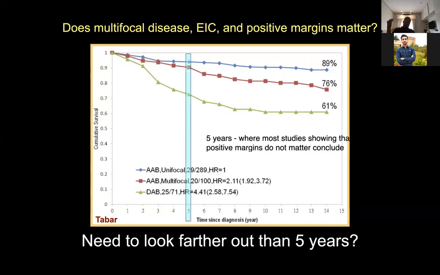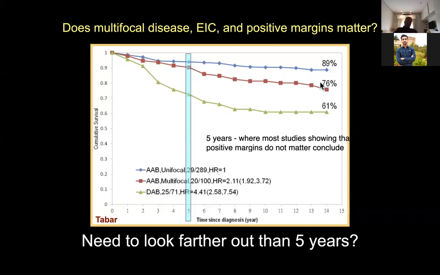Now, what you're going to see in a lot of the literature is somebody looking at 5 years and saying, well, there was no significant difference in survival between multifocal and unifocal disease. What we don't see here are the 90% confidence intervals. If I plotted them, they would overlap at 5 years. But they definitely don't overlap out here.